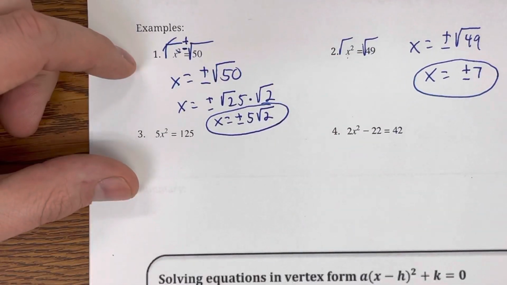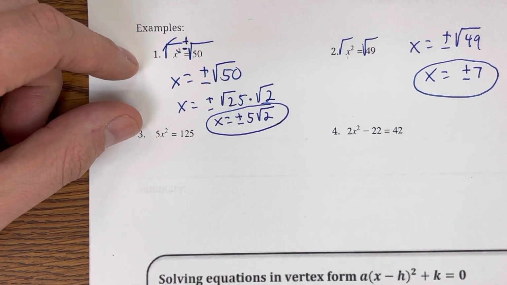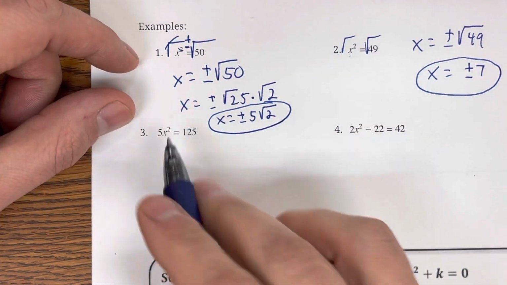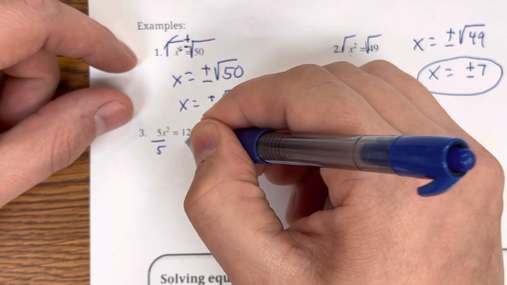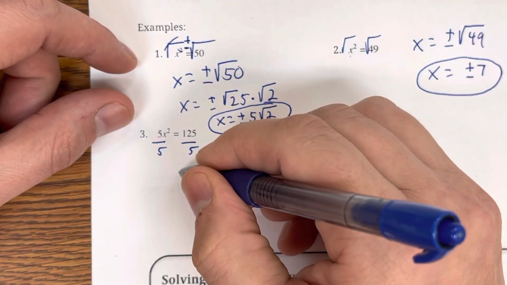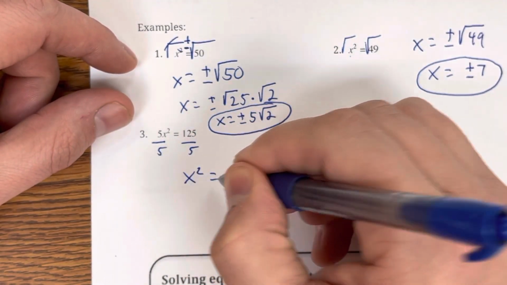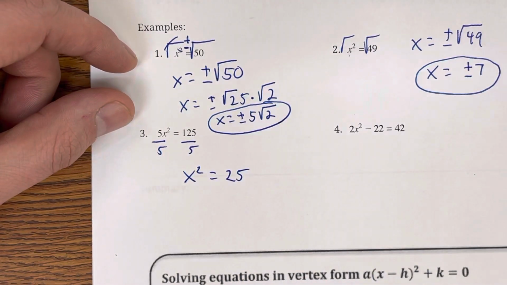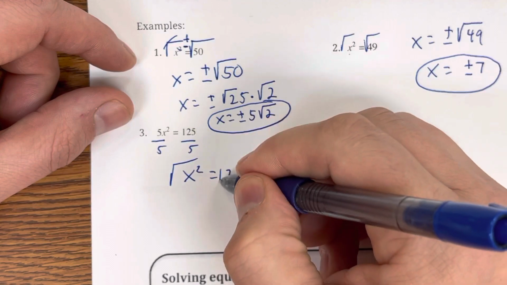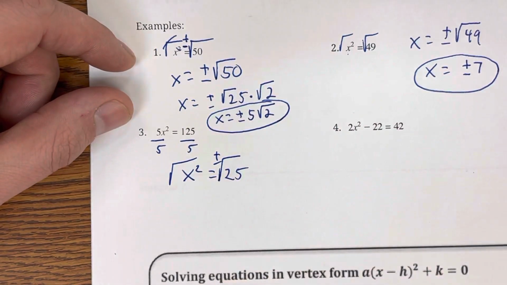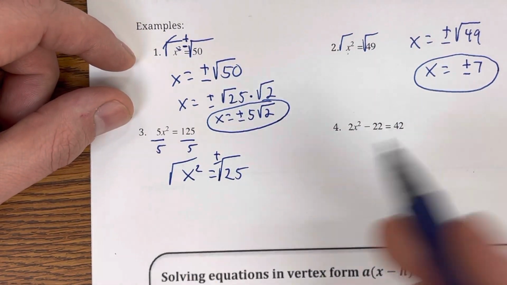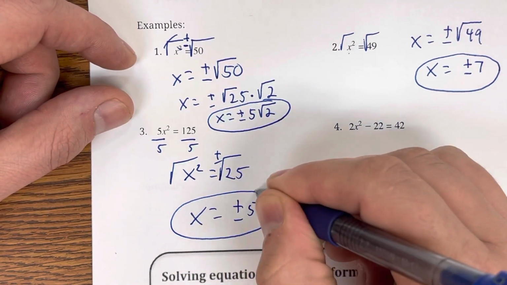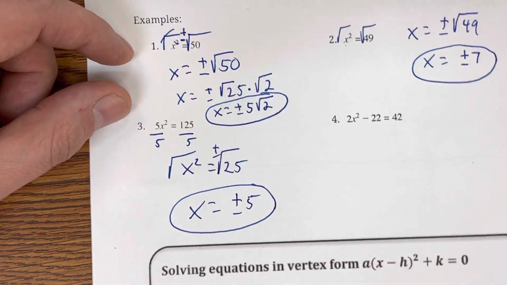This next one here does not currently have the x squared isolated, so we're going to follow our same process as if we were solving equations. To undo multiplication, we would divide both sides by 5. After I divide by 5, I get x squared equals 25. I then insert the square root to both sides. When I put it there, it needs to be both the plus or the minus. And I can take the square root of 25, which is 5. So x is equal to plus and minus 5, positive and negative 5.